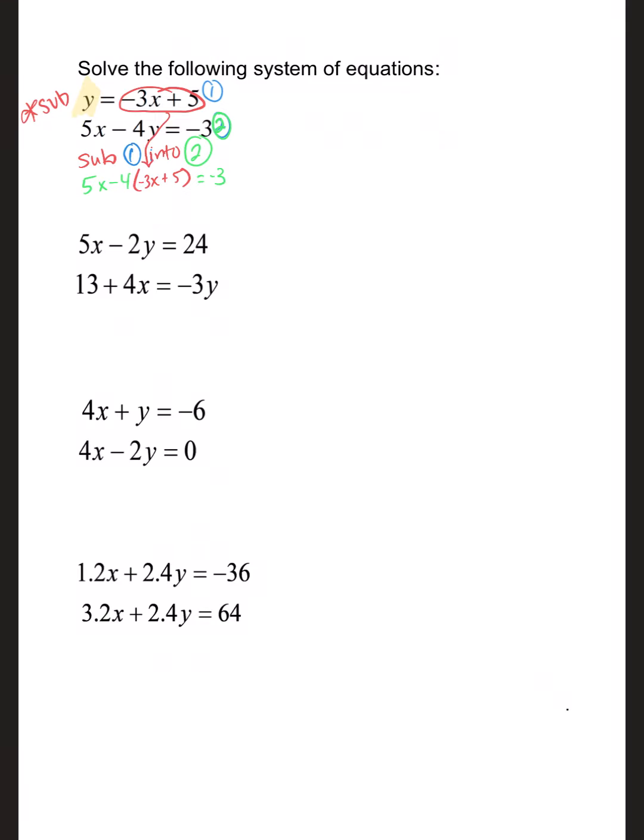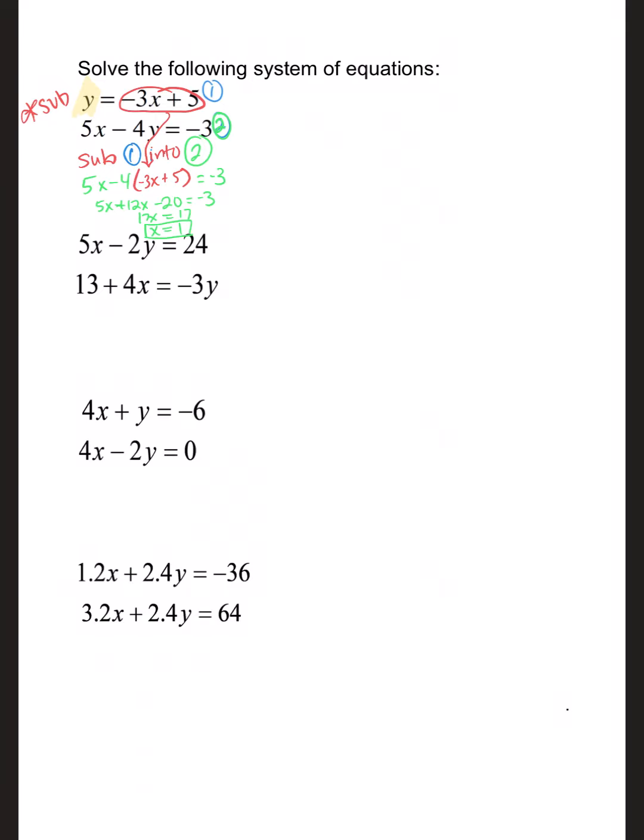And then we just use algebra to work towards solving this. So we'll have 5x, and we'll distribute that -4 in. A -4 times a -3 is going to be a plus 12x, and then a -4 times positive 5 is -20. 5x plus 12x is 17x. And then we'll move that 20 over by adding it, so we'll get a positive 17 as well. Finally we'll divide both sides by 17, and we get that x is equal to 1. Okay, so we have x is equal to 1.